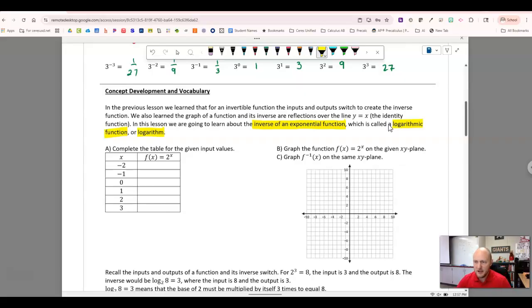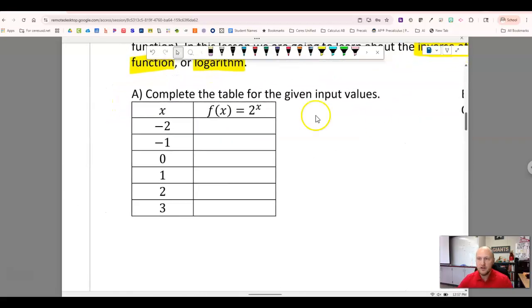So let's go ahead and look here at graphing f of x equals 2 to the power of x. All I'm going to do is evaluate 2 to the power of x, and we've already done this. Negative 2 gives us 2 to the negative second, that's 1 over 4. Negative 1 gives us 2 to the negative first, that's 1 over 2. 0 gives us 1. 1 gives us 2. 2 gives us 4, and 3 gives us 8.